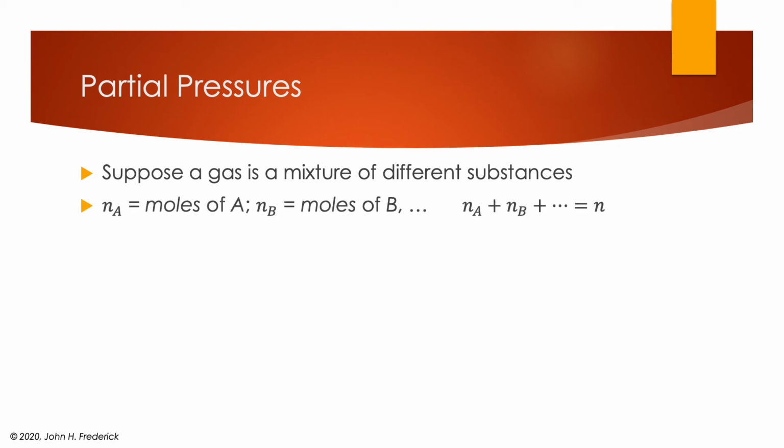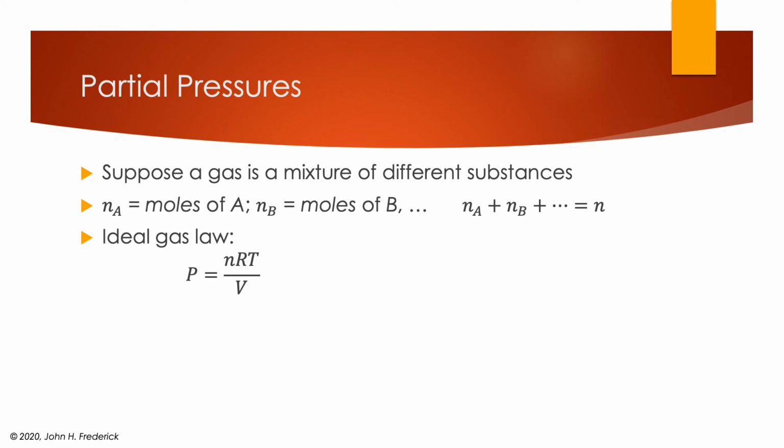Now I'm going to be very generic and say that n sub A gives the moles of A in the gas phase, and n sub B gives the moles of B, etc. And we're going to say that the sum of all of these components of the gas in the mixture adds up to some total number of moles n. So the ideal gas law is actually going to depend on that total n. So P is going to be equal to the total number of moles times RT over V.